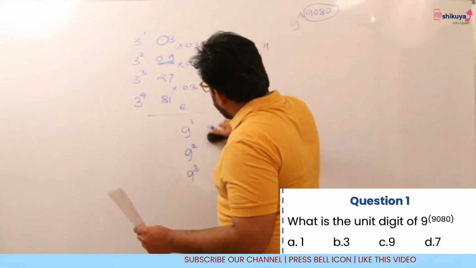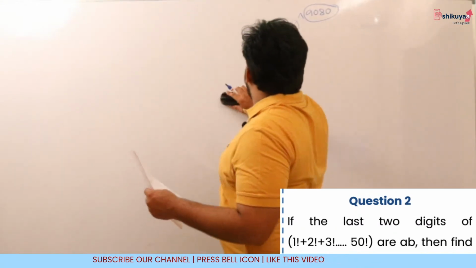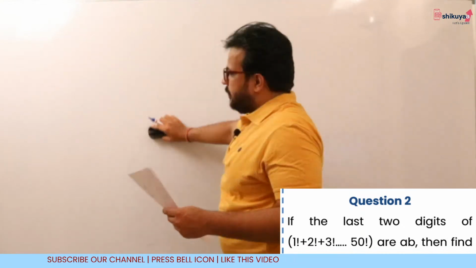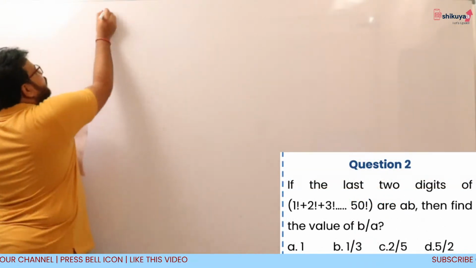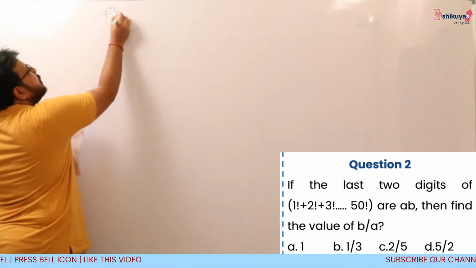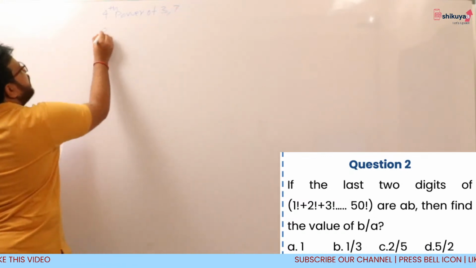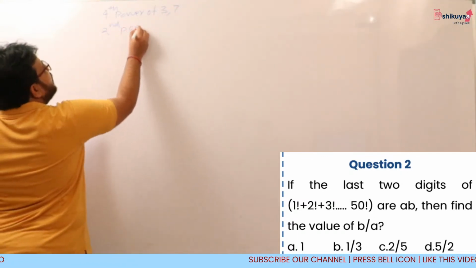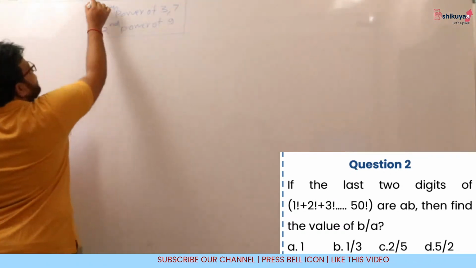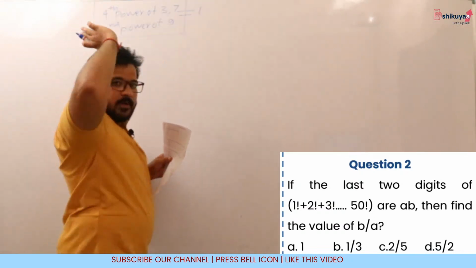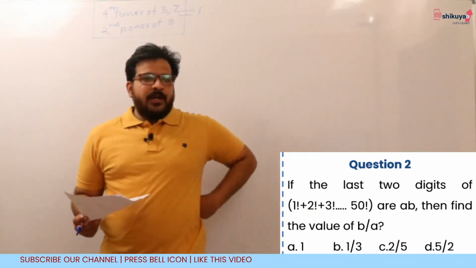I am going ahead with the next problem. Ajay sir, bring the second problem on the screen first. Then let's try to understand. But dear students, just remember, fourth power of 3, 7, and second power of 9. You have to remember this. They always end in 1. You have to remember this for the entire session. So now everybody read the problem. Everybody read the second problem.